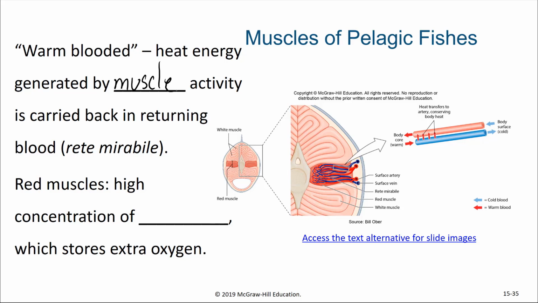These fast-swimming fish often have red muscles, which have a high concentration of myoglobin, which are able to store extra oxygen.